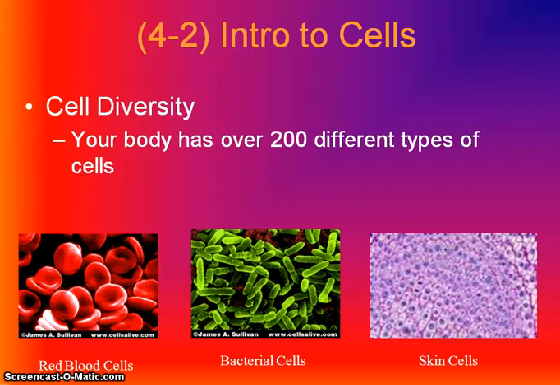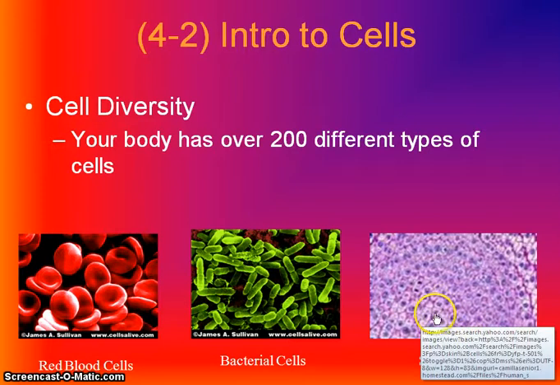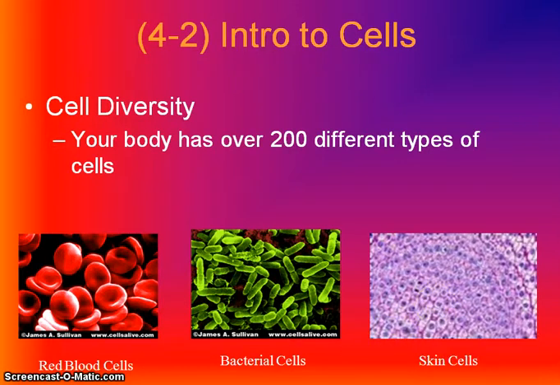Chapter 4, Section 2 introduces us to some basic information for cells. The cells are very diverse. Your body has over 200 different types of cells. Just some pictures here: some red blood cells, almost donut looking in appearance; bacterial cells that are rod-like; and some skin cells here. They're round and flat. So there are many different types of cells that make up our bodies.